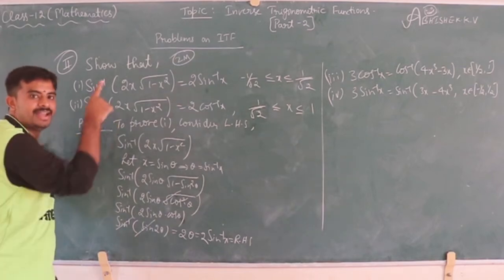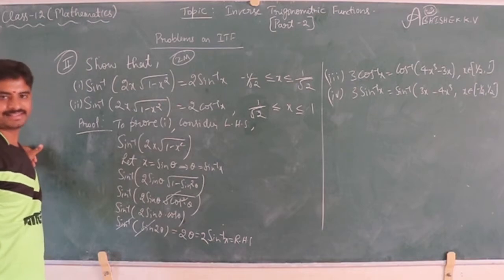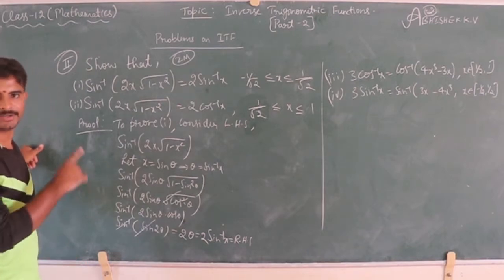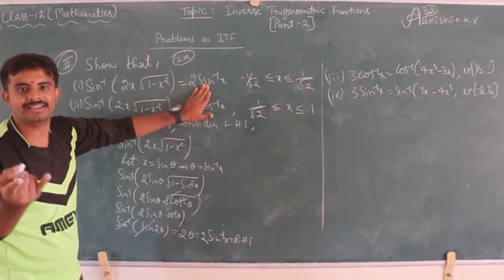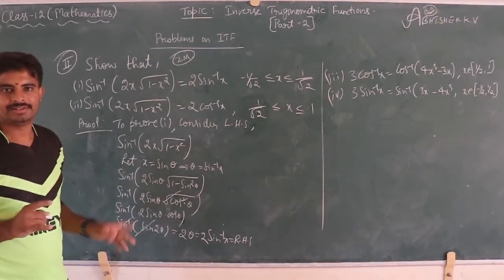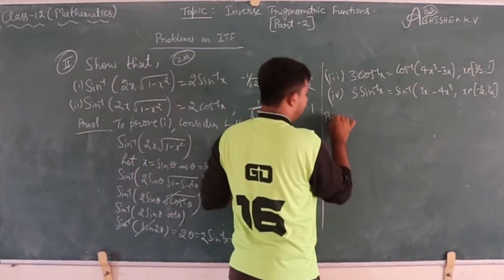Here we should take x is equal to cos theta, and then we get RHS as 2 cos inverse x. I leave that problem to you. See, what you have in RHS, that trigonometric ratio you should take. Okay, then look at this one. Look at the third one.